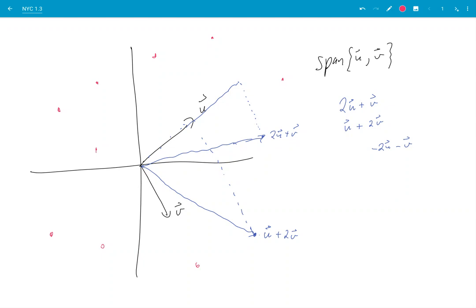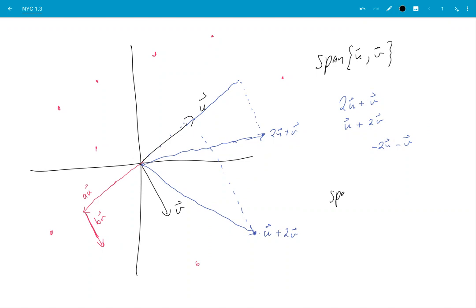If I wanted to get to, say, this point here, I could have some multiple of u, right? Would bring me, say, down here. And then some multiple of v. No, I have to say au plus bv. Okay, I could get there, right? So hopefully all this convinces you that the span of u and v, in this case, is absolutely everything. It's all of R2.